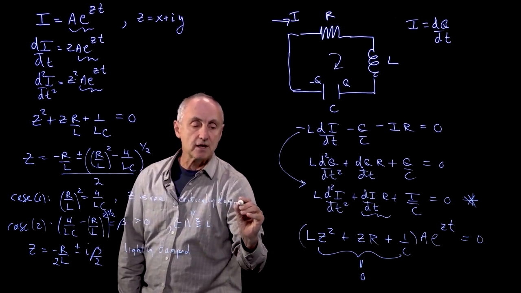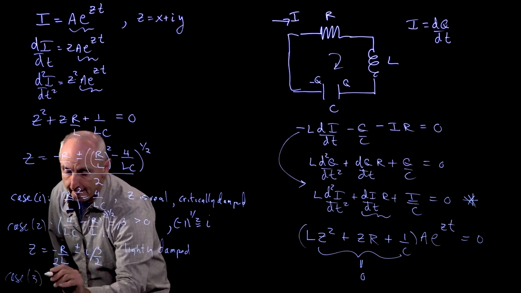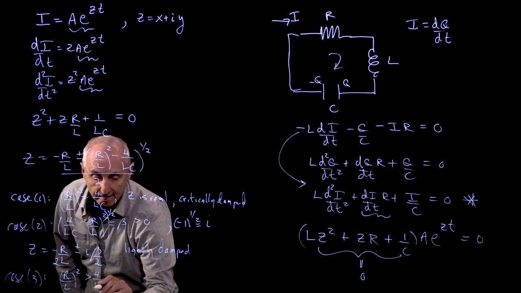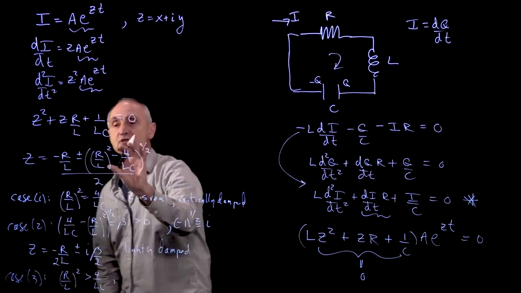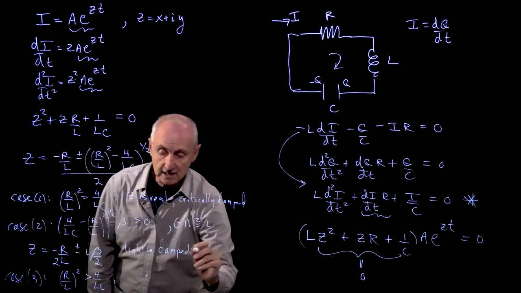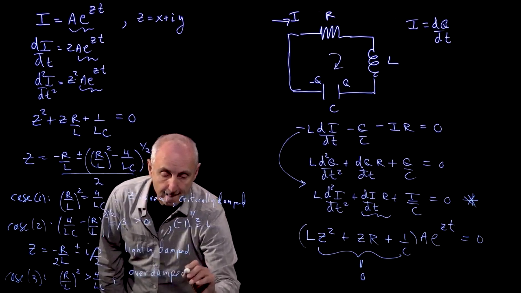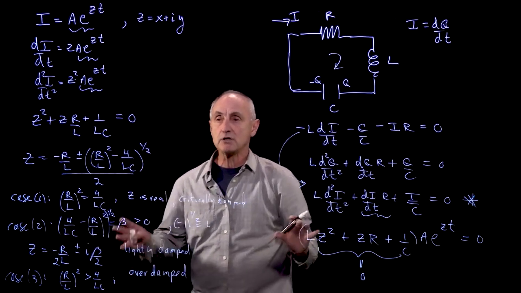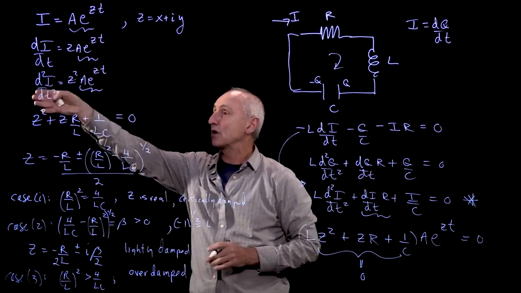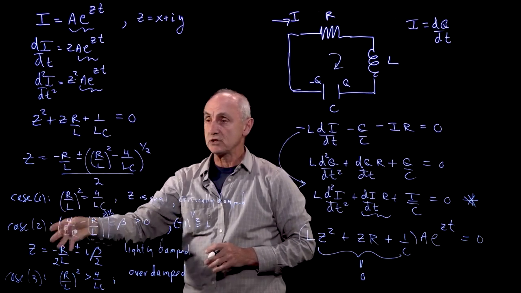And our last case, case 3, is when the quantity inside that square root is positive, then this is a real number. And so we have two real solutions. So this is called overdamped. And so we were able to characterize the solutions to this circuit by using complex numbers, finding the characteristic polynomial, solving it, and looking at three special cases.